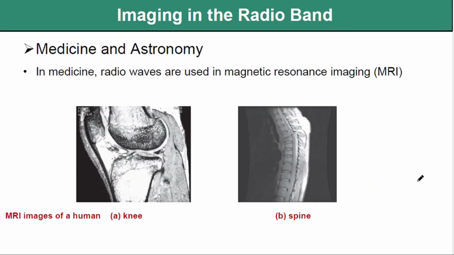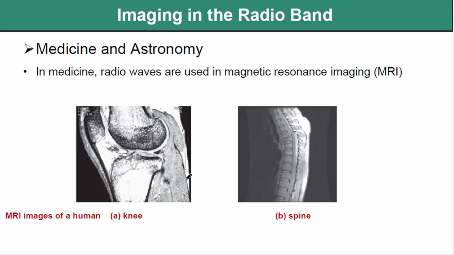The next one is imaging in the radio band. The applications are medicine and astronomy. Yes, we know the radio band is the last band of the electromagnetic spectrum. In medicine, radio waves are used in magnetic resonance imaging, that is MRI, which is a very familiar thing to us.